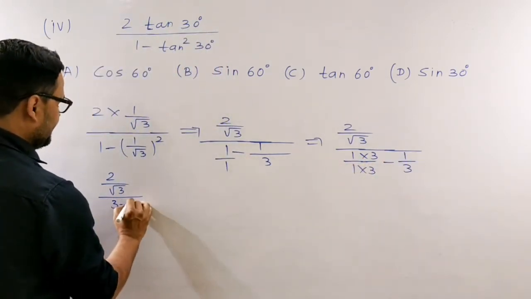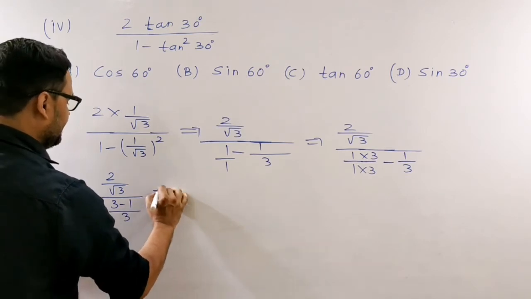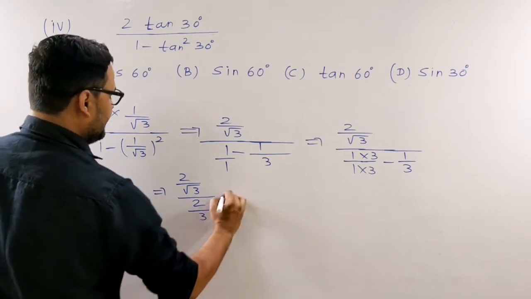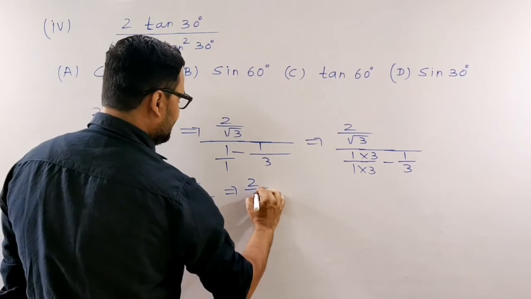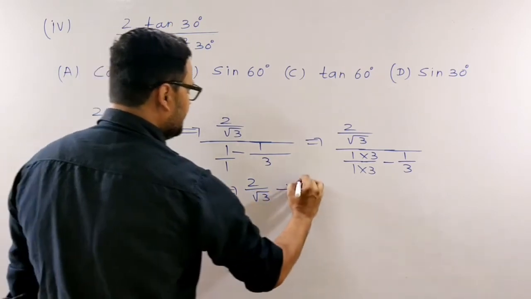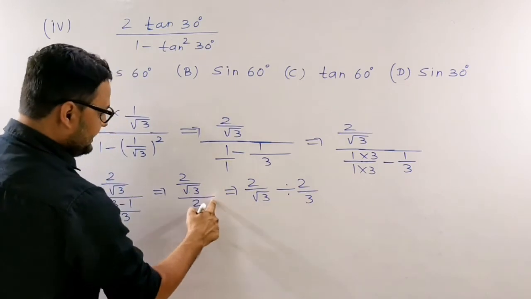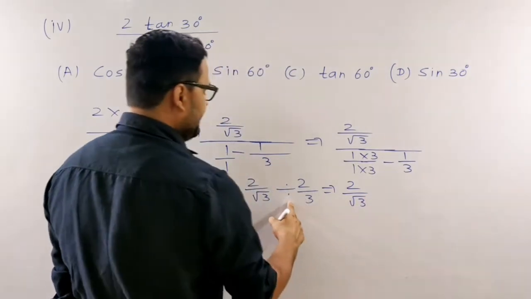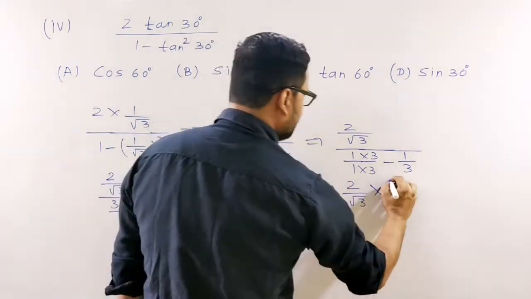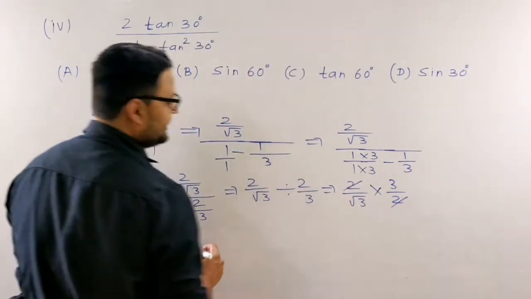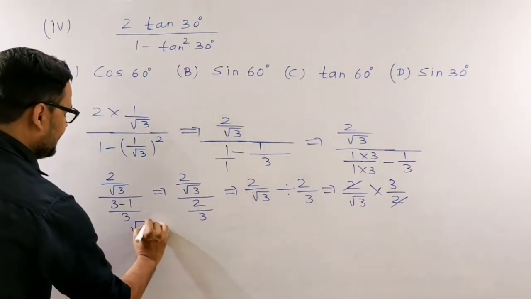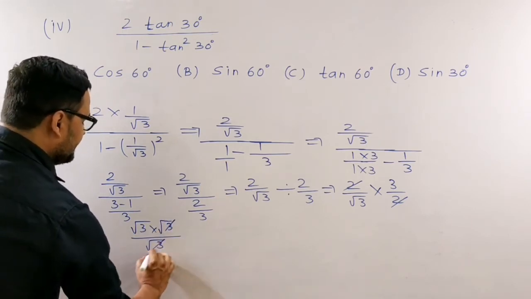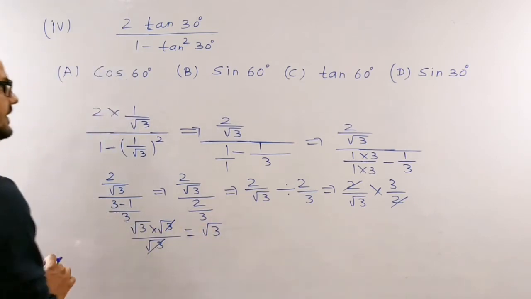I will write step by step. 3 minus 1 by 3. I got 2 by root 3 and divide 2 by 3. I can simplify 2 by root 3 divided by 2 by 3. This divide by this. Next step, 2 by root 3 into the reciprocal, 3 by 2. The 2s got cancelled. 3 by root 3: I can write 3 as root 3 into root 3, divided by root 3. Root 3 got cancelled. I got root 3.